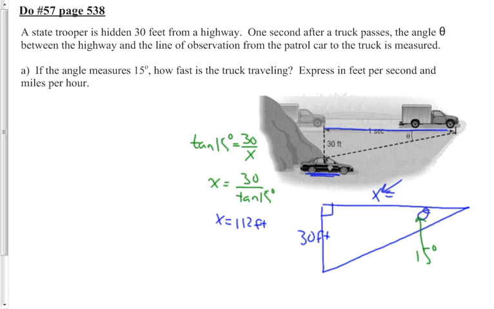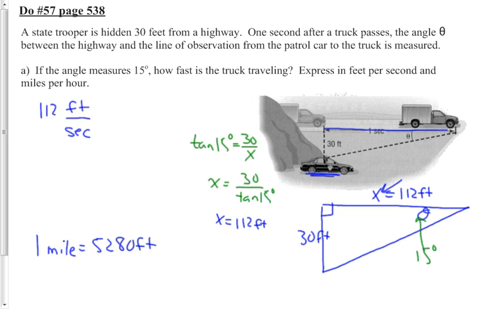So that's the distance that they traveled in 1 second. So we already have our speed right now, traveling 112 feet per second. That doesn't really tell us how fast they're going. We're going to have to make a little conversion. Now let's remember a few of these that we know. We know that 1 mile is equal to 5,280 feet.